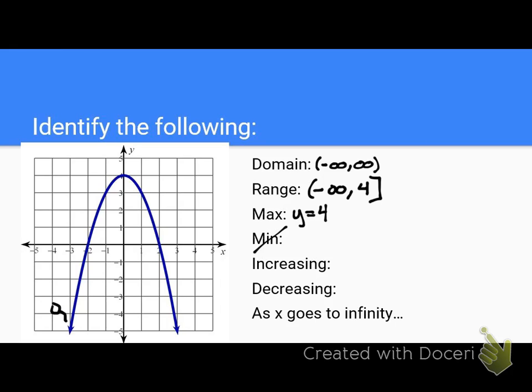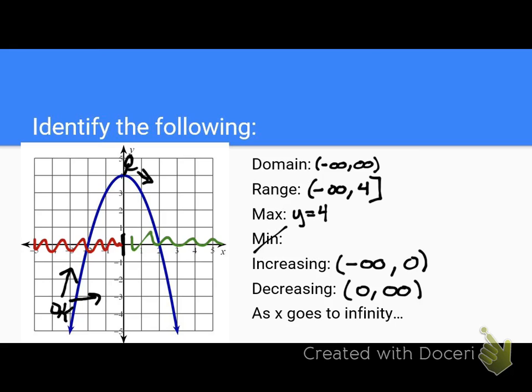If I'm standing on the far left side of this graph and try to go right, I'm forced uphill. So my first interval is increasing. I'm increasing for all these values until I hit the top of the hill when x equals 0. And then after that I would be going downhill, right? So my increasing interval is -infinity to 0. And then I'm decreasing after that from 0 to infinity. Okay, again, these are x values. So you're talking about for which x values are you going uphill or downhill. Okay, then as x goes to infinity, y is going down here. So we say y goes to -infinity.